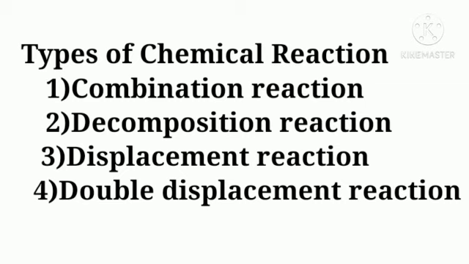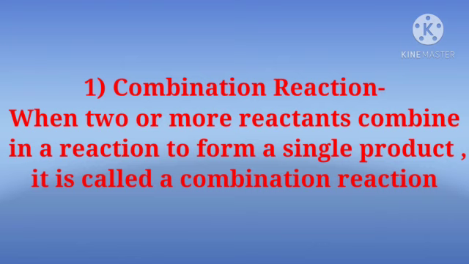Types of chemical reaction. First one, combination reaction. Second, decomposition reaction. Third, displacement reaction. And fourth one, double displacement reaction. Now we are going to learn the combination reaction. All of you see the definition. When two or more reactants combine in a reaction to form a single product, it is called a combination reaction.